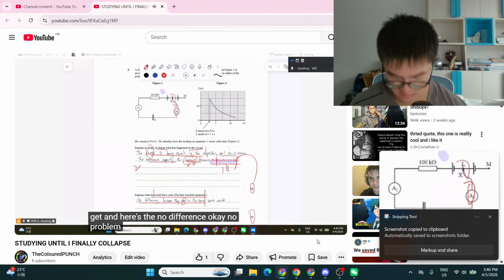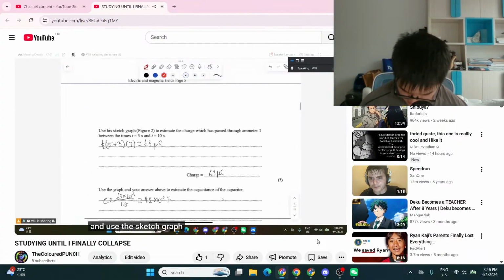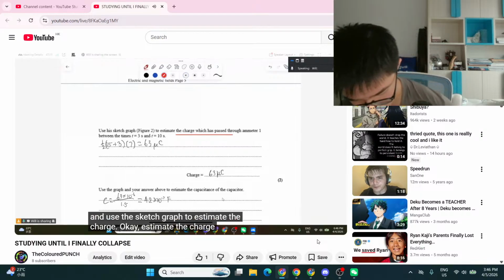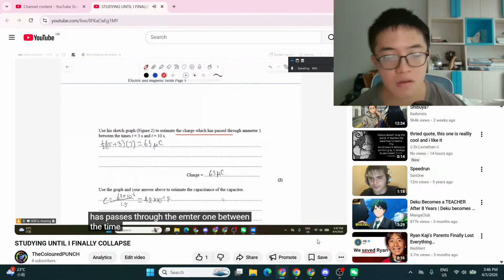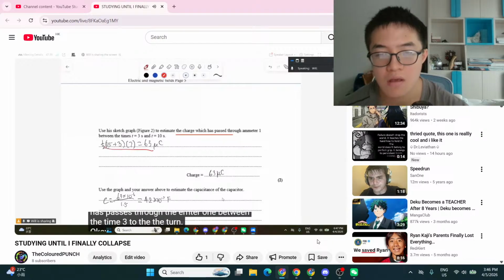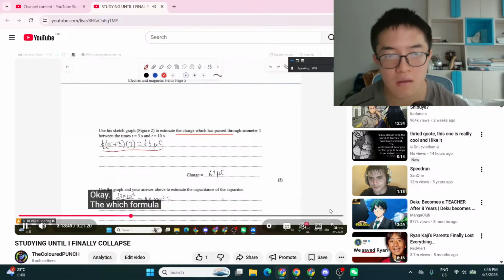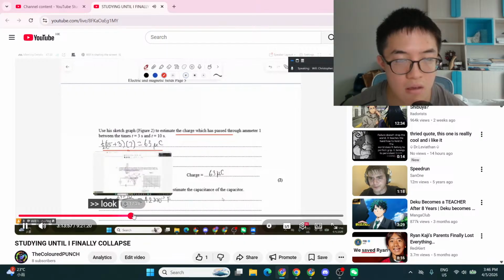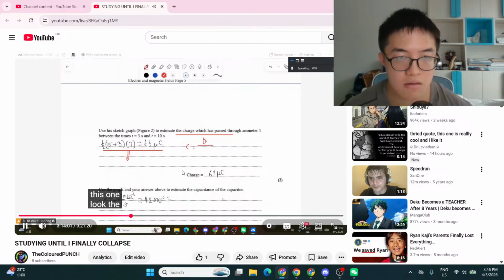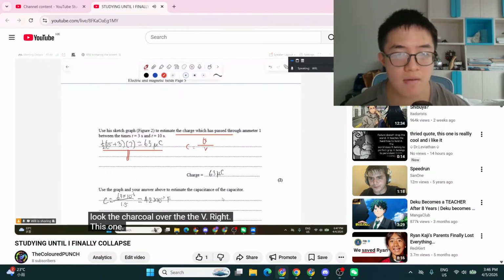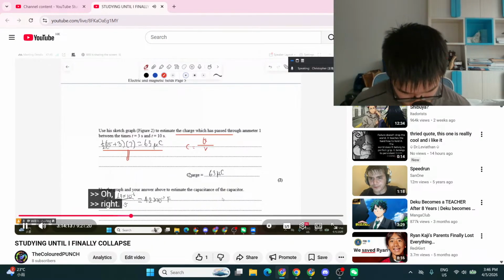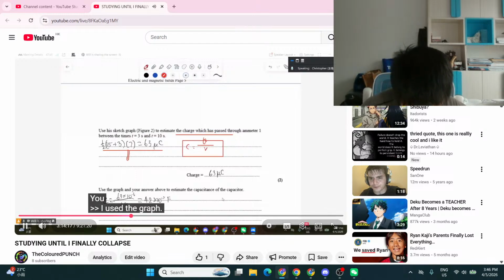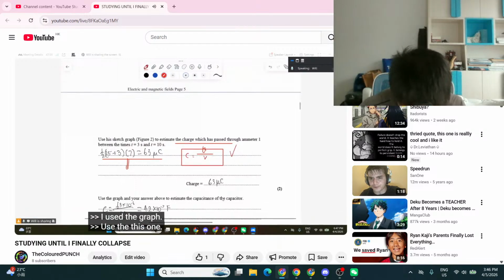Okay, no problem. And use the sketch graph to estimate the charge. Estimate the charge which has passed through ammeter 1 between time 3 and 10. Which formula do you use? Trapezium. The capacitance, the charge over the V, right? This one. Oh, right. I use the graph. Use this one, the graph.